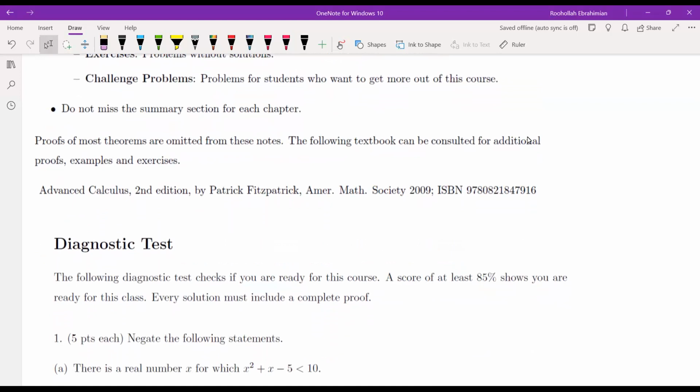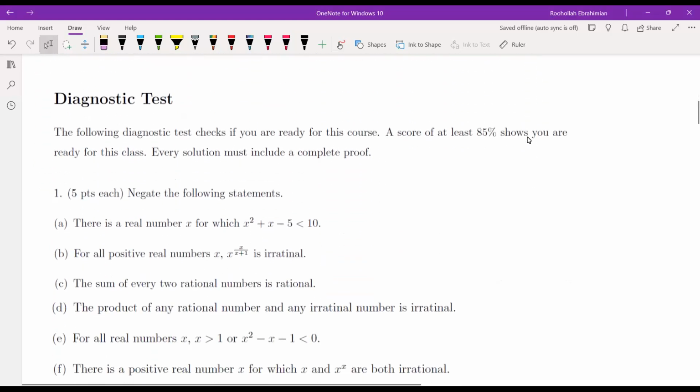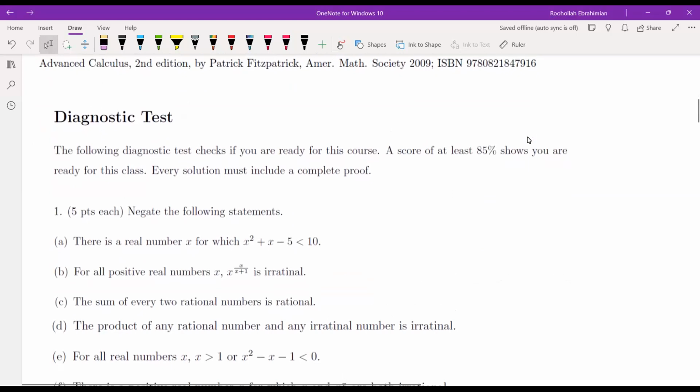Some of the proofs, most of the proofs, and in fact perhaps all of the proofs are also in the textbook. You can also consult the textbook, which is Advanced Calculus, second edition by Patrick Fitzpatrick. Okay, so before you get started with the course, you want to see if you are ready for this class.